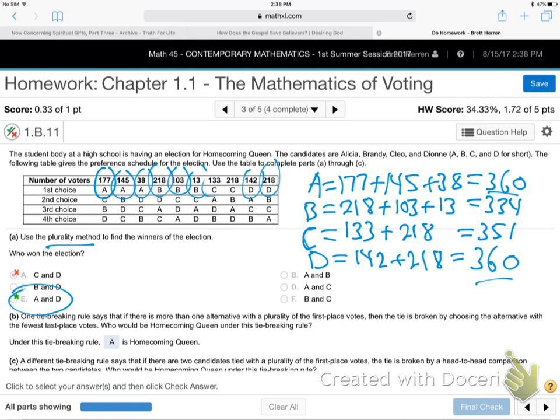Next question. So we've got to break the tie. How are we going to break the tie between A and D? Well, there are different ways. There are all kinds of different systems out there. We wanted to try to determine what is most fair. One tie-breaking rule says that if there's more than one alternative with plurality in the first place, then the tie is broken by choosing the alternative with the fewest last. So that's one way. Say, all right, who's hated the least, in other words, right? Who's got the fewest last place votes?